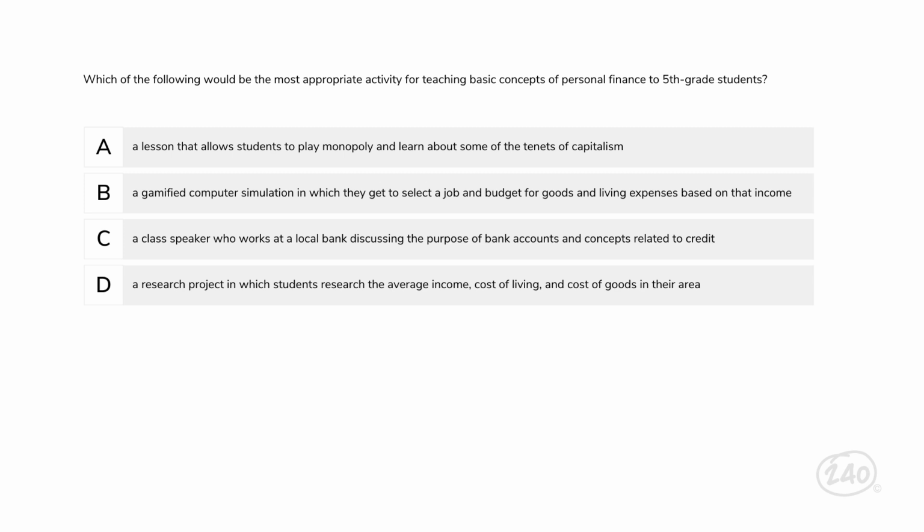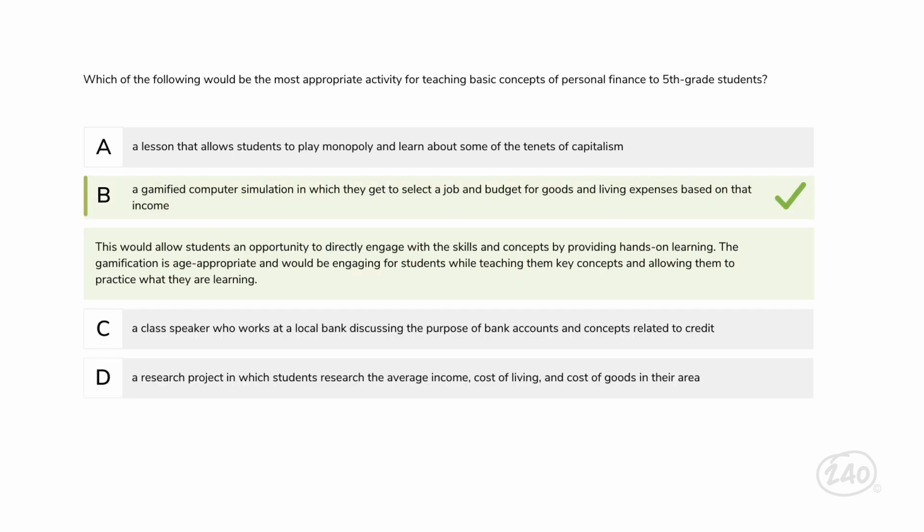So with those in mind, I can rule out A, because capitalism isn't really central to personal finance. B definitely seems like personal finance, so let's keep that one in mind. C is relevant to the objective, except that doesn't sound engaging for 5th grade students who don't have bank accounts. And D definitely seems like important information, but I know that hands-on experience and practice is more beneficial than research to explore data. So for this one, B is correct.